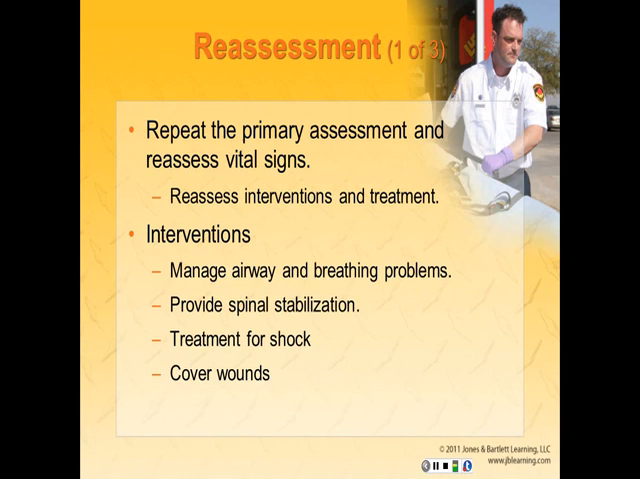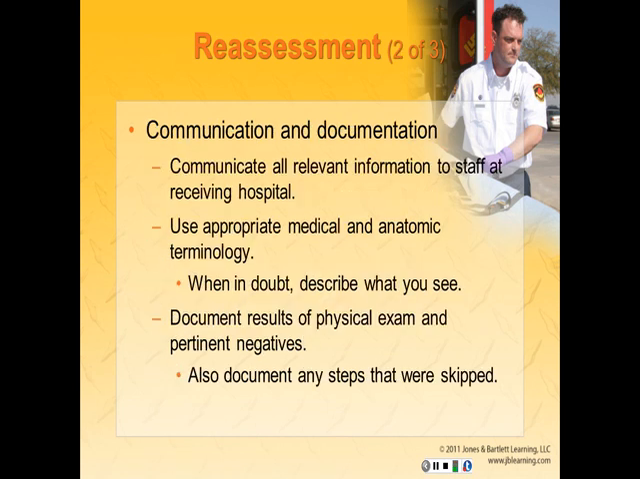A patient with a ruptured diaphragm may have an abdomen with a sunken anterior wall, and these patients should receive positive pressure ventilations with a bag mask device. Communicate all relative information to staff at the receiving hospital. And remember, appropriate medical and anatomic terminology is important. When in doubt, just describe what you see.